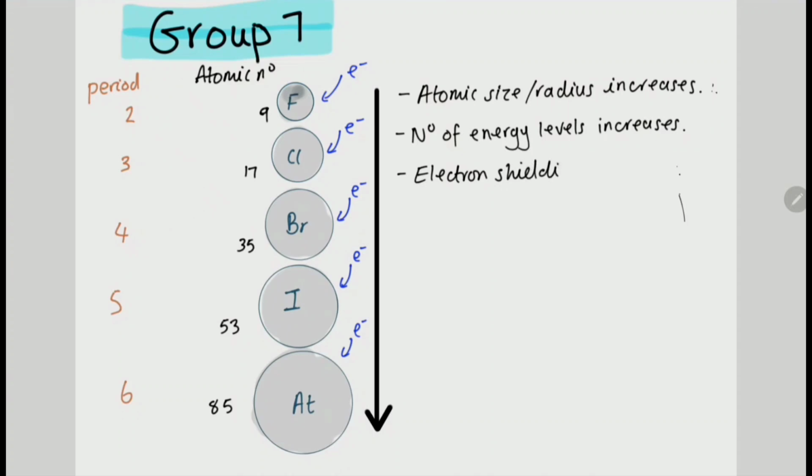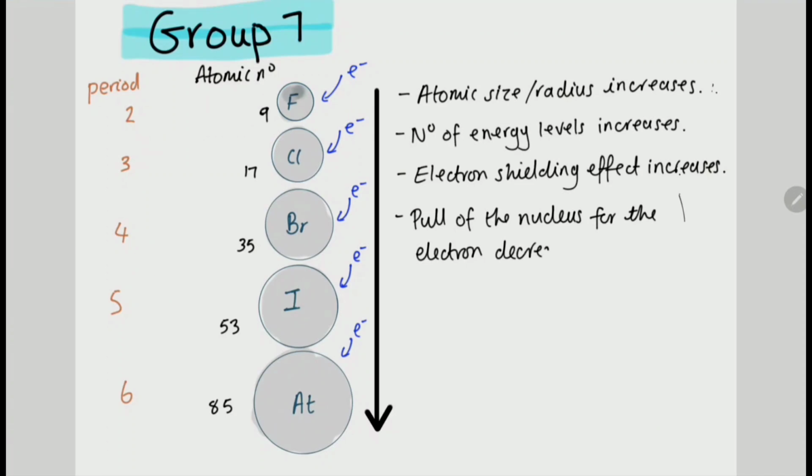That's because the electron shielding effect is increasing as you go down the group, and because of that the pull of the nucleus decreases as you go down the group, so that electron is not easily gained. So gaining the outer shell electron and forming that anion reduces as you go down the group. So the reactivity decreases. For group 7, the reactivity decreases as you go down it. So that's the trend in reactivity down group 7 and group 1.